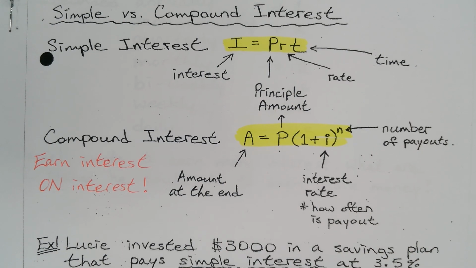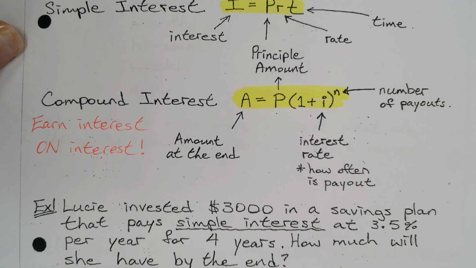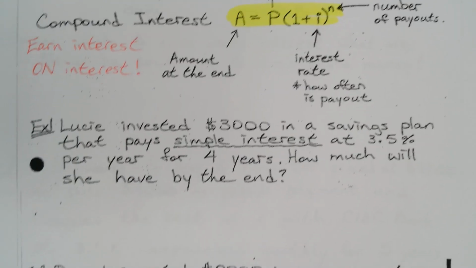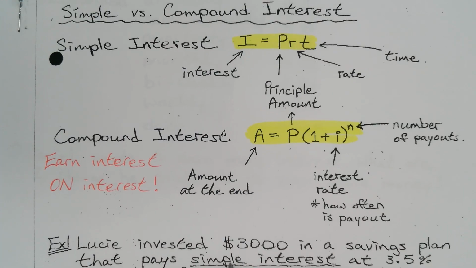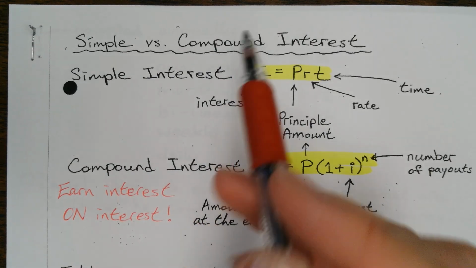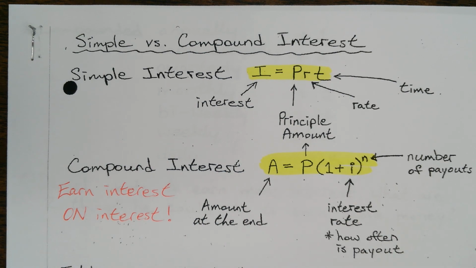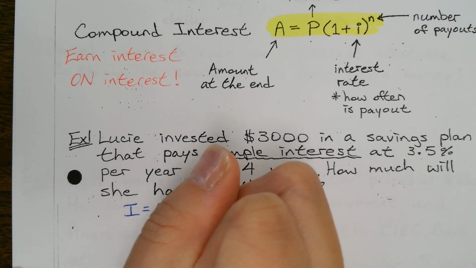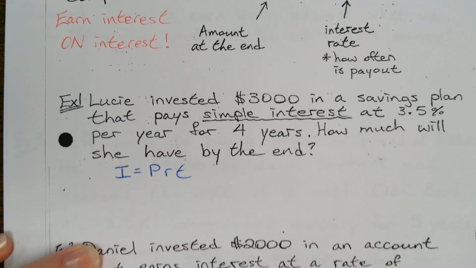Okay, so now let's put in some numbers so that this formula makes sense. Lucy invested $3,000 in a savings plan that pays simple interest at 3.5% per year for 4 years. How much will she have by the end? Okay, the question says simple interest, so which formula do you think we should use? The first one. So I equals PRT.